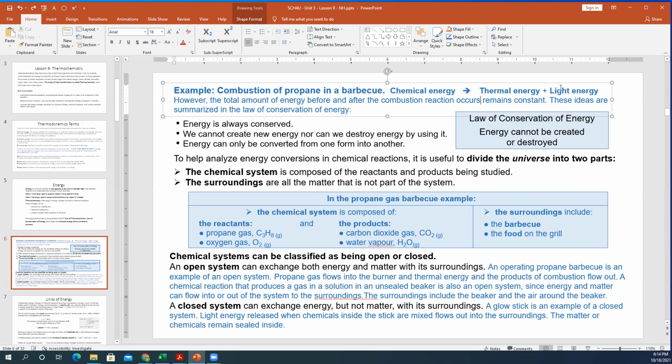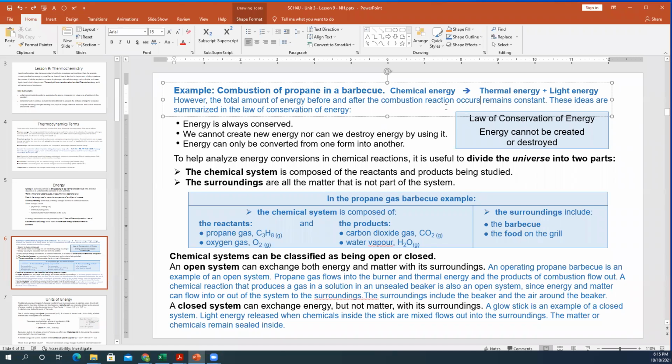And we can summarize these ideas in the law of conservation of energy. Remember, the law of conservation of energy says that energy cannot be created or destroyed. Energy is always conserved. We cannot create new energy, nor can we destroy energy by using it up. Energy can only be converted, only be changed from one form into another. In this case, we are changing it from the form of chemical energy to the form of thermal energy and light energy. But the total amount of energy is still the same.